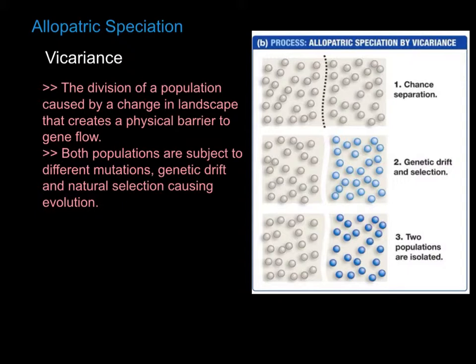The next way in which allopatric speciation can operate is through vicariance. This is what I was saying with the river example. A division of the population is caused by a change in landscape, creating a physical barrier to gene flow. Both populations are then subject to different mutations, genetic drift, and natural selection, causing evolution. And once again, the two populations are isolated.